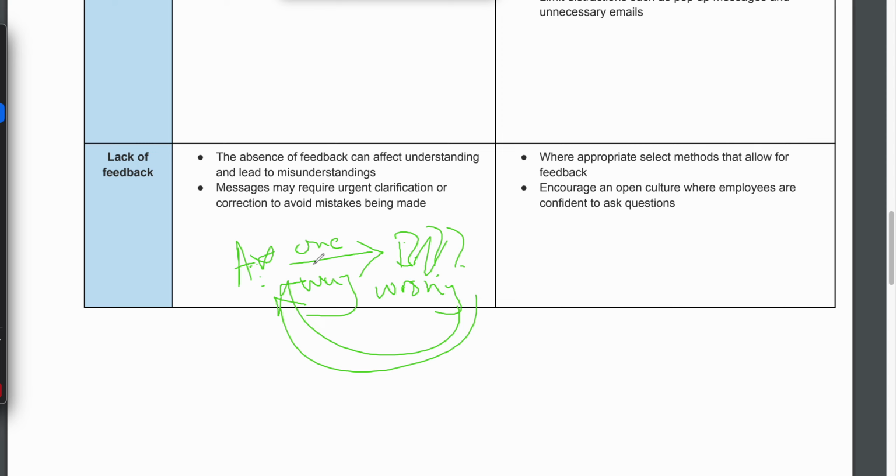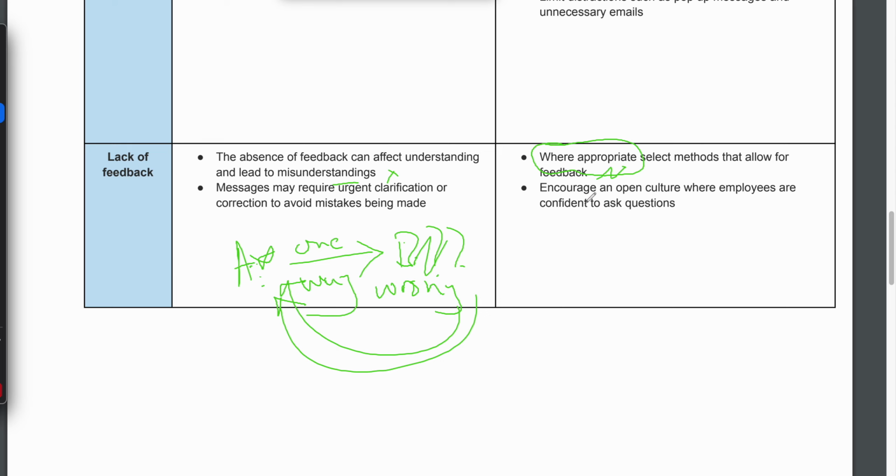So there is a need for feedback so that any correction or misunderstanding that might have happened can be quickly addressed. So how can we correct that? Where appropriate, select the method that allows feedback. Some communication does not allow feedback, but we are saying that where appropriate, that's the keyword, we need to select a method that allows us to have feedback from the people we have sent messages to.